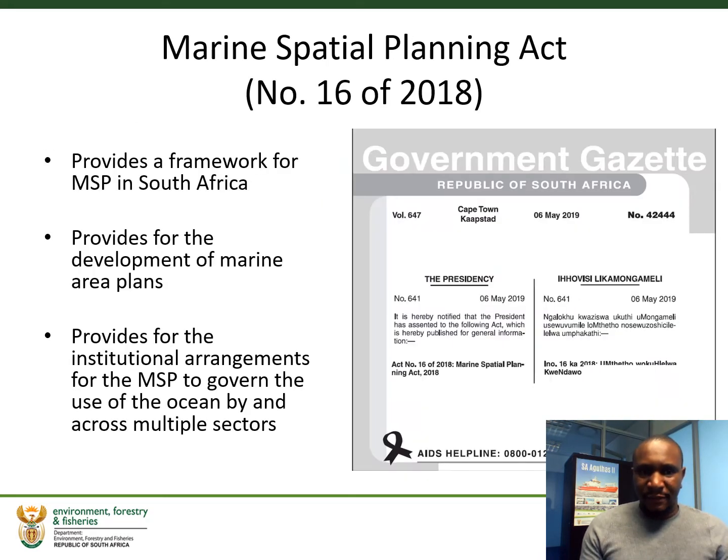So where do we get the directive for the undertaking of MSP in South Africa? We have the Marine Spatial Planning Act, Act number 16 of 2018, and here these are just some of the key objectives coming from that act. The first one is to provide for a framework for the development of MSP. This framework provides high-level direction of how MSP should be undertaken. The second one is to provide for the development of marine area plans. So there will be plans that will be developed in this process, and this is where we are going to spend most of our time in the next coming years. And lastly, we need to provide for institutional arrangement where MSP will be facilitated across all these sectors that are participating.